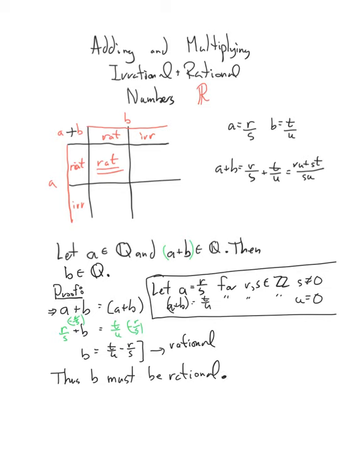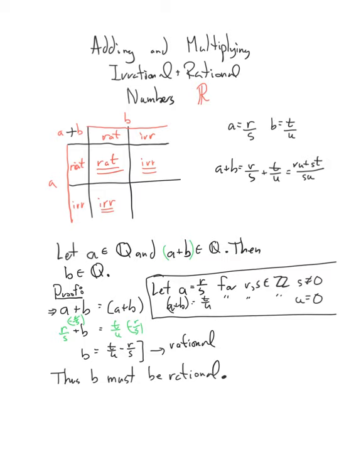So what does that tell us? That tells us if b is irrational, then a plus b must be irrational. So in this case, when we add an irrational and rational number, we get an irrational. And same here. If we fix b instead of fixing a, you guys can check. The work is the exact same. So we're going to get an irrational number as well.